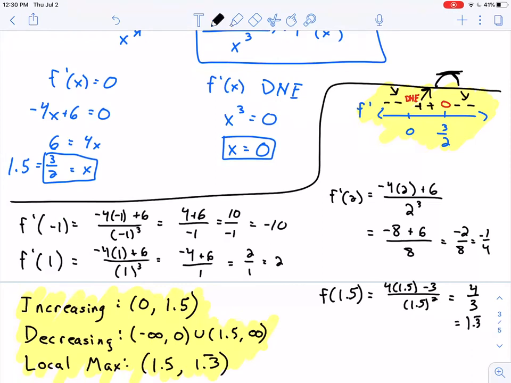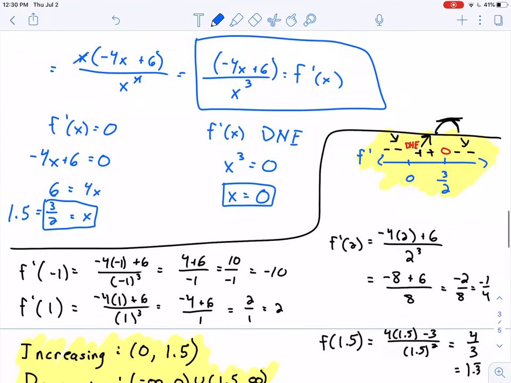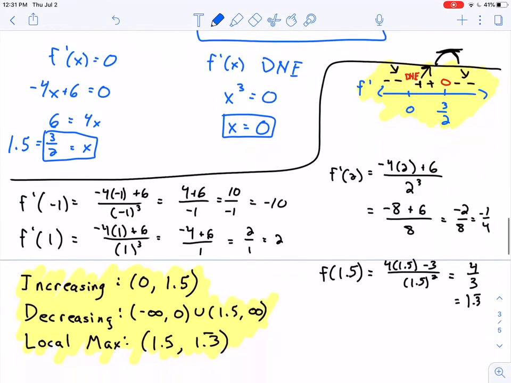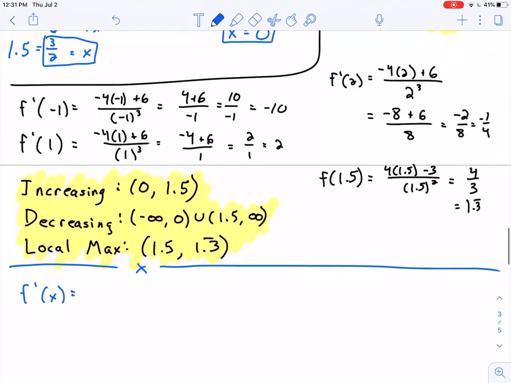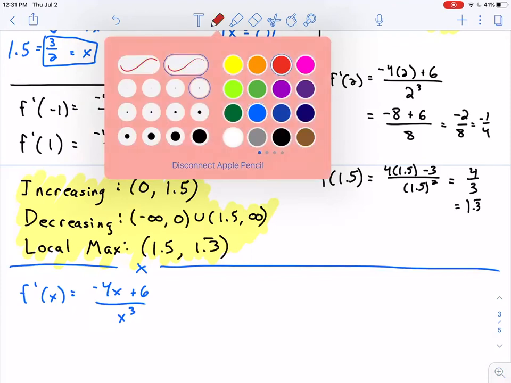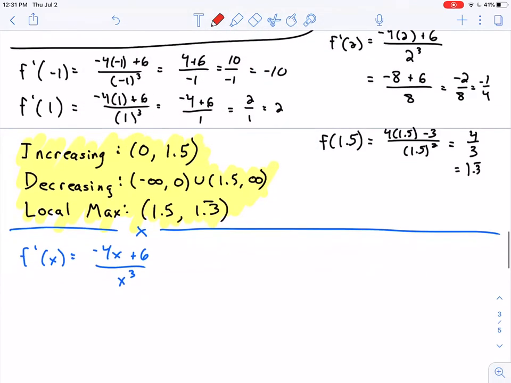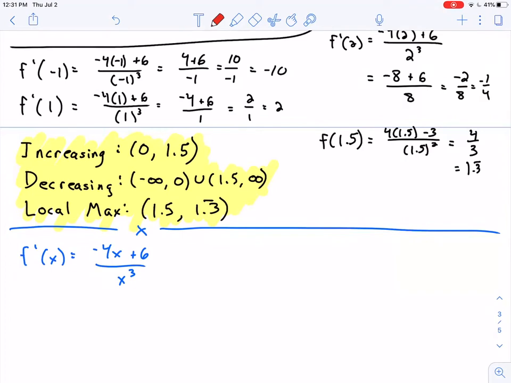All right, we're done with the first derivative. Let's talk about the second derivative. So I'm going to take my first derivative and copy it down here so that I have it in front of me, because otherwise I know I'll forget it. f prime of x is equal to, and I already forgot it. Oh, there it is. Negative 4x plus 6 all over x to the third. So there is my first derivative. I want the second derivative. So I want f double prime of x.